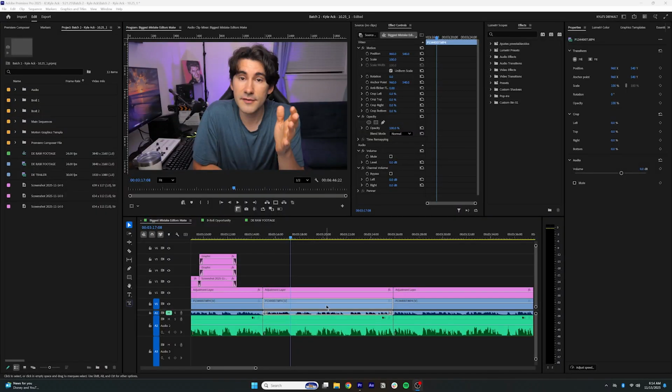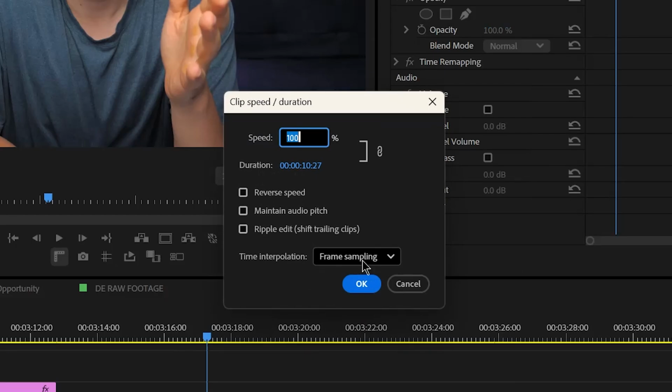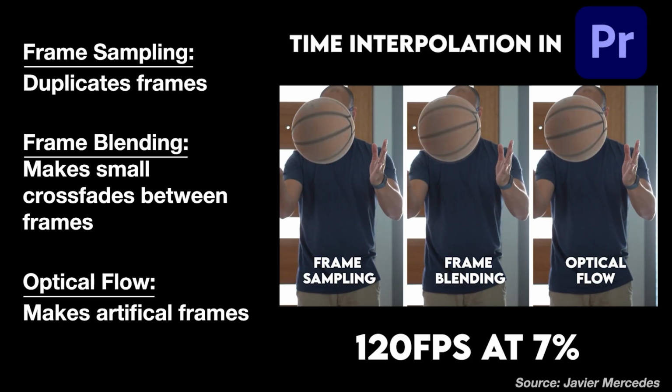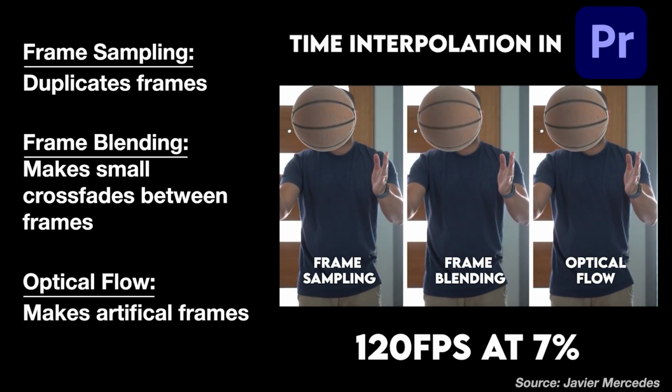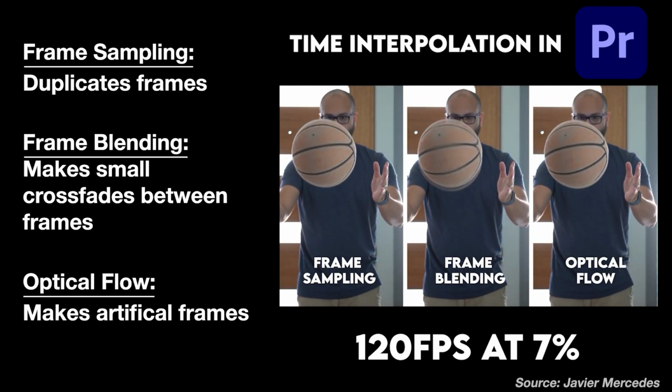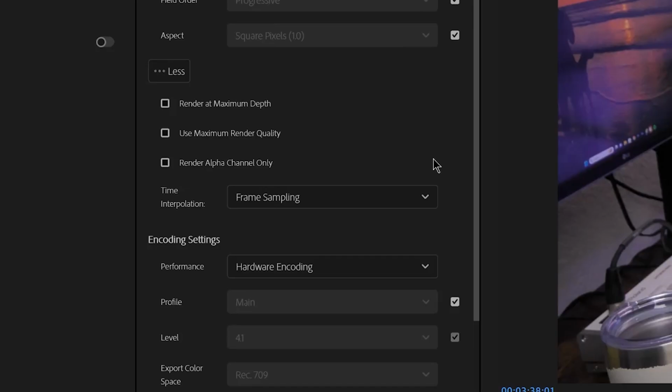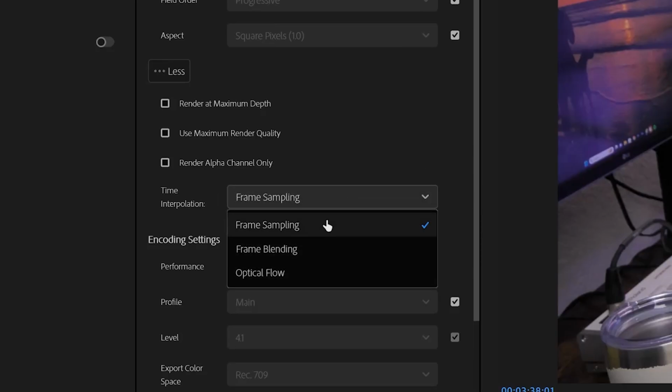This brings us to maybe something you weren't aware of. Time interpolation. It comes in 3 forms when using Premiere Pro. Frame sampling, frame blending, and optical flow. Frame sampling duplicates frames. Frame blending makes small crossfades between frames. And optical flow creates new artificial frames. So, in our example, by default, Premiere is set to use frame sampling. So in this case, it makes sense why the footage was really choppy.